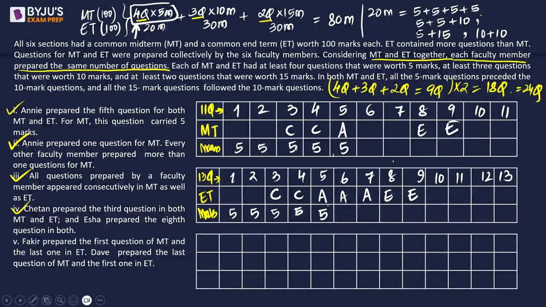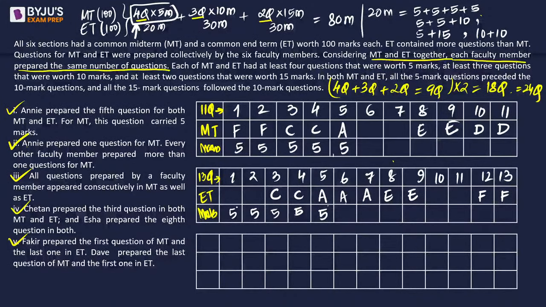Now, next statement. Fakir prepared the first question of MT. So he prepared the first question. That means he must have prepared the second as well. Right? And the last one in ET. If Fakir prepares the last one in ET, so he is going to prepare the second last also. Okay. Dev prepared the last question of MT. If Dev prepares the last question, तो उसके पहले वाला भी करेगा.